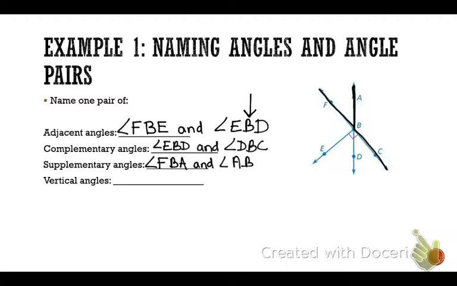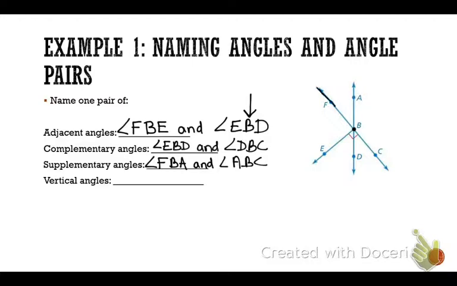I'm looking for two angles that are opposite each other and exactly the same. Two angles that are opposite each other. They have to share a common vertex, which is the midpoint. Well, the midpoint's going to have to be B, right there in the middle. Two angles opposite each other.